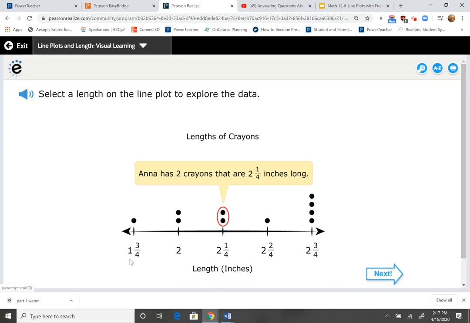Notice how these fractions are in order. 1 3/4, 2, which is the same as saying 1 4/4, because 4/4 is the same as 1 whole. 1 plus 1 is 2. 2 1/4, 2 2/4, 2 3/4. They did not need to go on because they did not have any crayons, I should say, that were anywhere longer than 2 3/4. That's why it did not go to 3. Same with 1. That's why you don't see anything before that, because no crayons were shorter than 1 3/4. You only show the lengths between the values that you recorded.